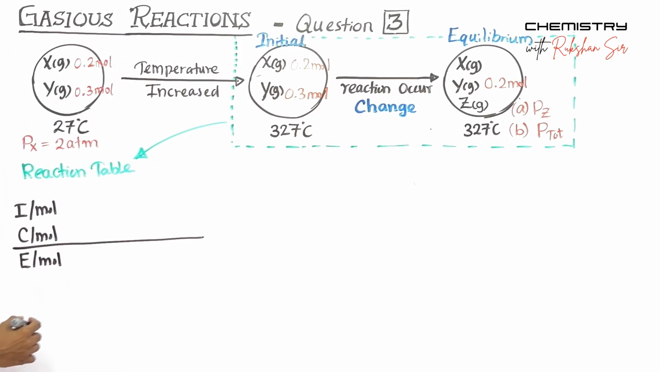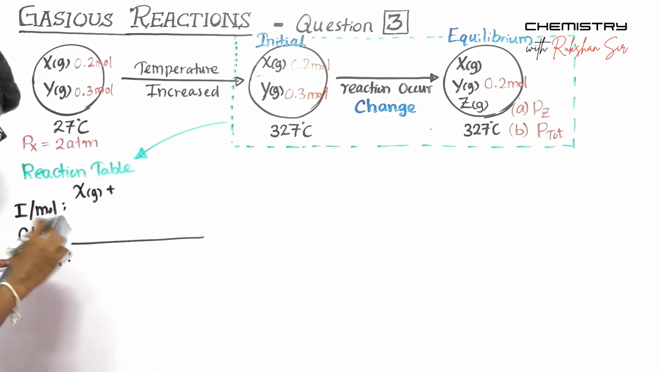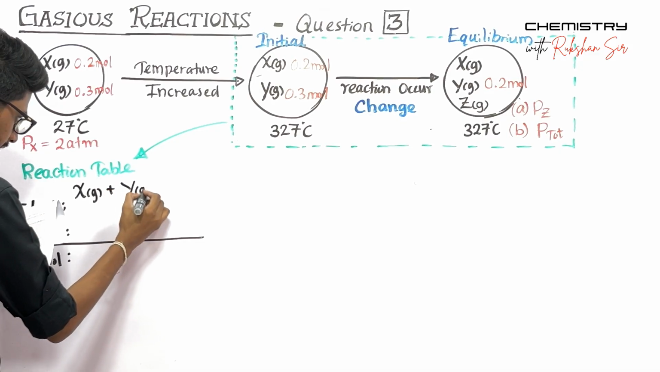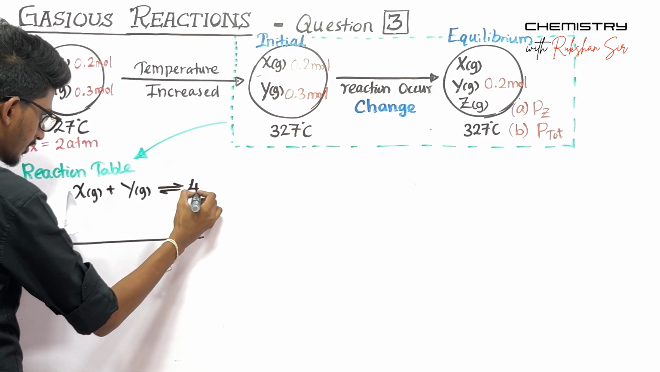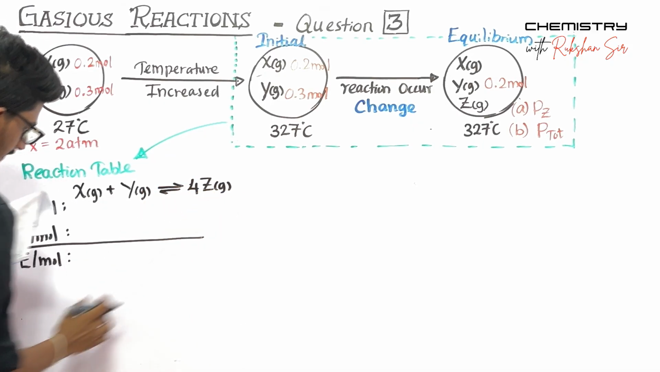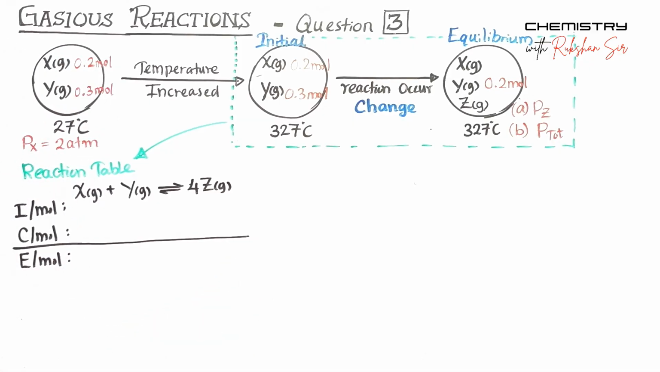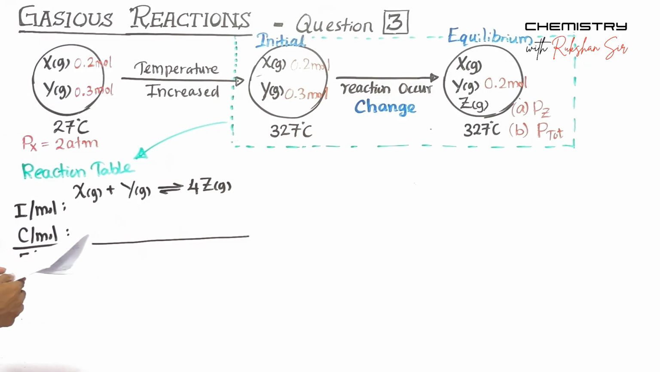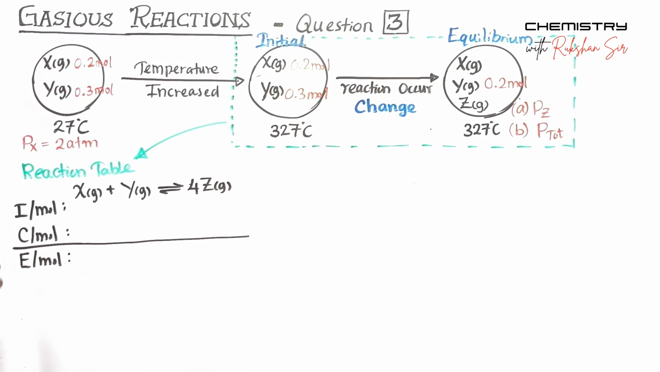The reaction is actually X gas reacting with Y gas in a 1 to 1 ratio to form 4 of Z gas. Notice it's kind of a partial reaction, right? That means none of the reactants will be totally consumed. So that is the reaction. It's a double reaction, right? So that's it. Let's apply these numbers here.